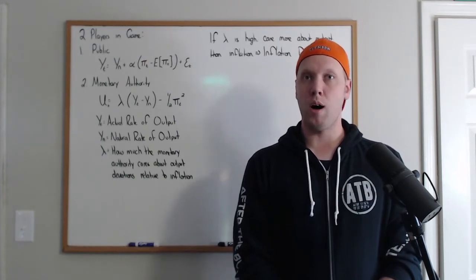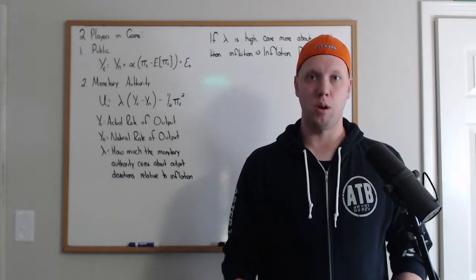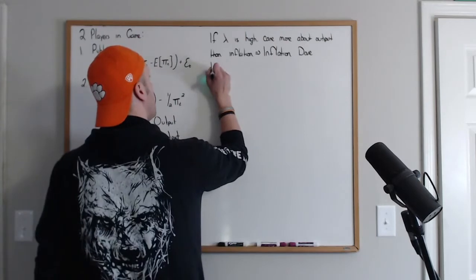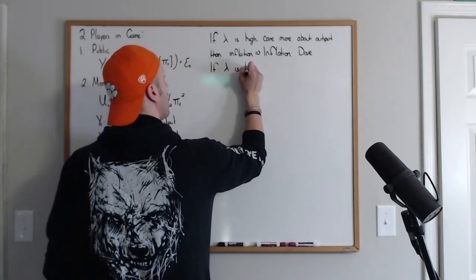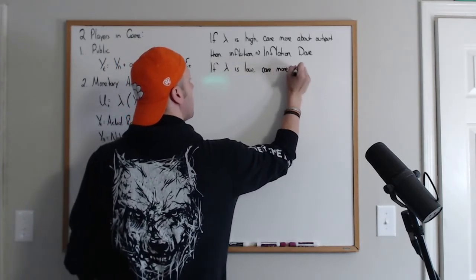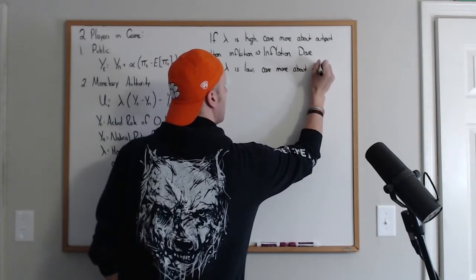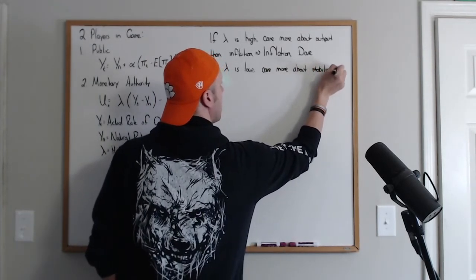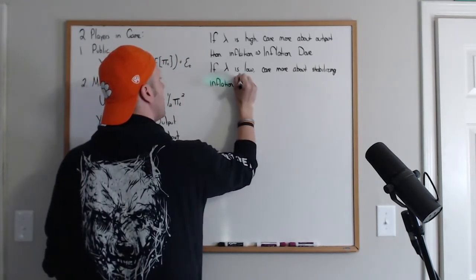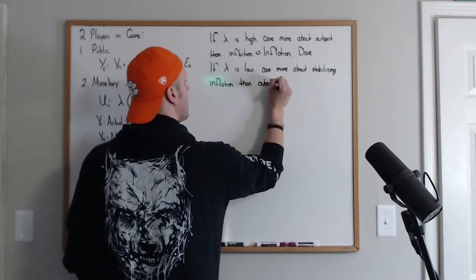But there are also more hawkish central bankers, right? What makes someone a hawk? Well, if lambda is low, they care more about stabilizing inflation than output.